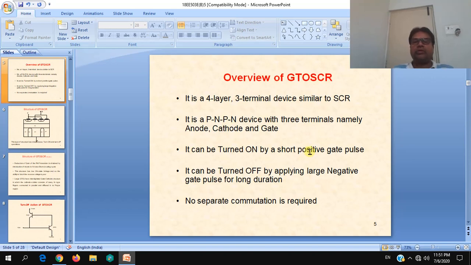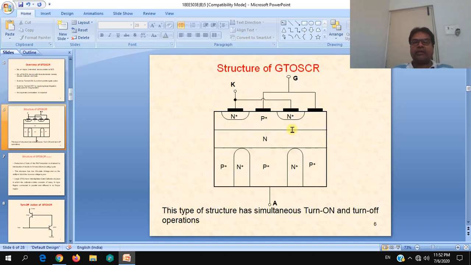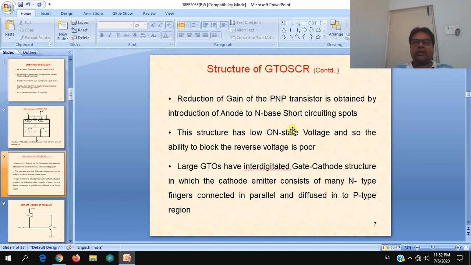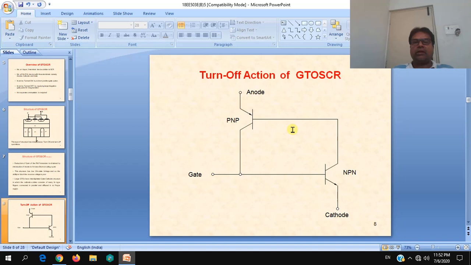To have an overview of GTO SCR, it is a four-layer three-terminal device similar to SCR. It is a PNPN device with three terminals, namely anode, cathode, and gate, almost all the same as SCR. When it comes to the symbols, or the two transistor analogy, in all the cases it is similar.